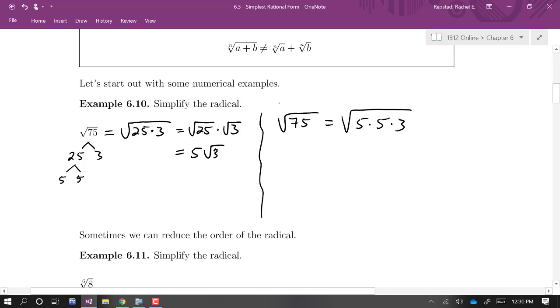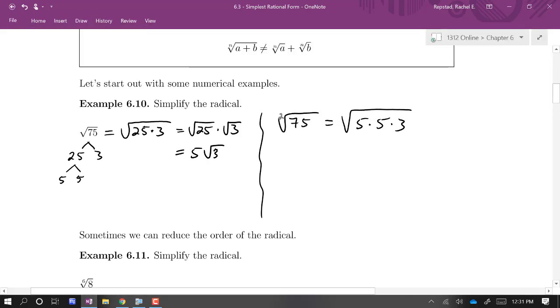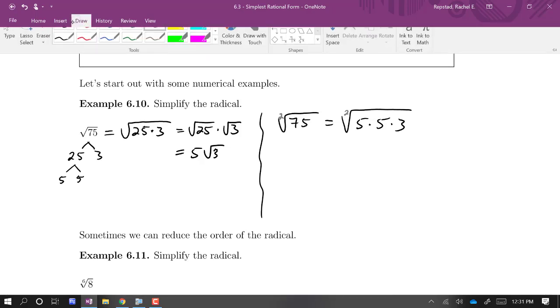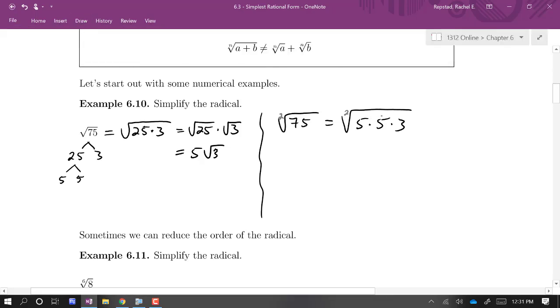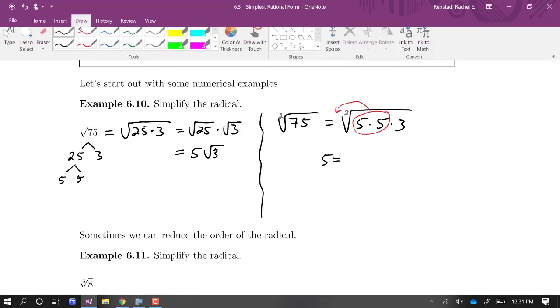We don't write it out for the square root, but really the index of this radical is 2, right? And whatever that index is, it tells you how many of the same factor you need inside in order to take out one factor and bring it outside of the radical. So we could take out a 5. Now when we take that 5 out of the radical, now they're both gone from inside the radical.